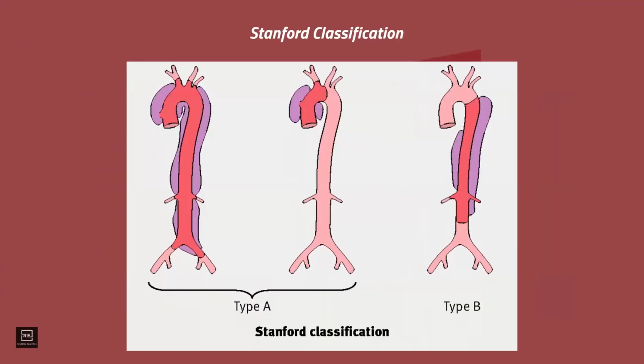The Stanford classification system, also known as the Daly classification system, is more commonly used in this region. It delineates dissections based on the involvement of the aortic arch, regardless of where the origin of the intimal tear occurs. Type A dissections include the ascending aorta and may or may not include any portion of the descending aorta. Type B dissections are limited to the descending aorta. It is worth noting that type B dissections can convert to type A dissections if the lesion expands to include the ascending aortic arch.